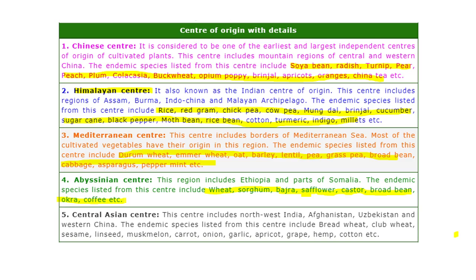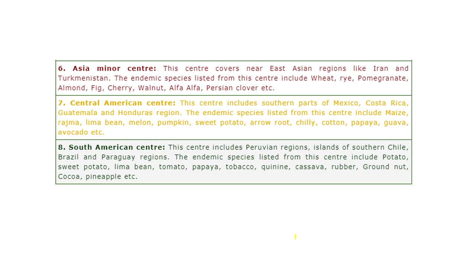Coming to the Central Asian center of origin, it mainly includes Northwest India, Afghanistan, Uzbekistan, and Western China, where we can see bread wheat, club wheat, sesame, linseed, muskmelon, carrot, onion, garlic, apricot, grape, hemp, and cotton originated.